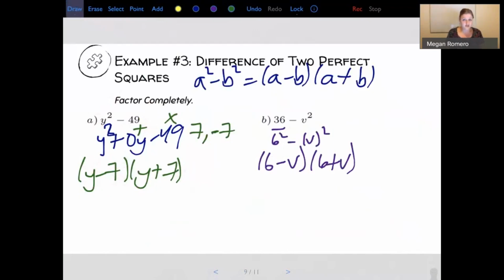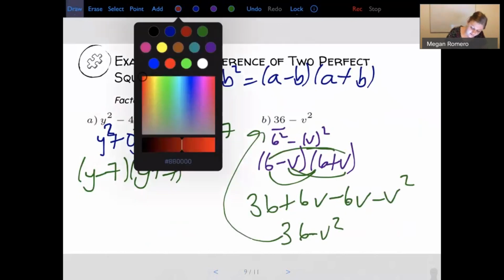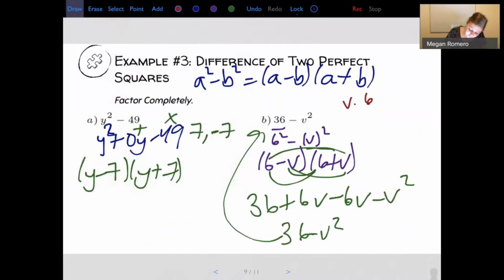Remember to check your answer. You multiply it back out. 6 times 6 is 36. 6 times v is 6v. Negative v times 6 is negative 6v, and negative v times v is negative v squared. You have to get back to the original. If you did something like v minus 6, v plus 6, you would not get the same result, and I'll let you check that on your own.